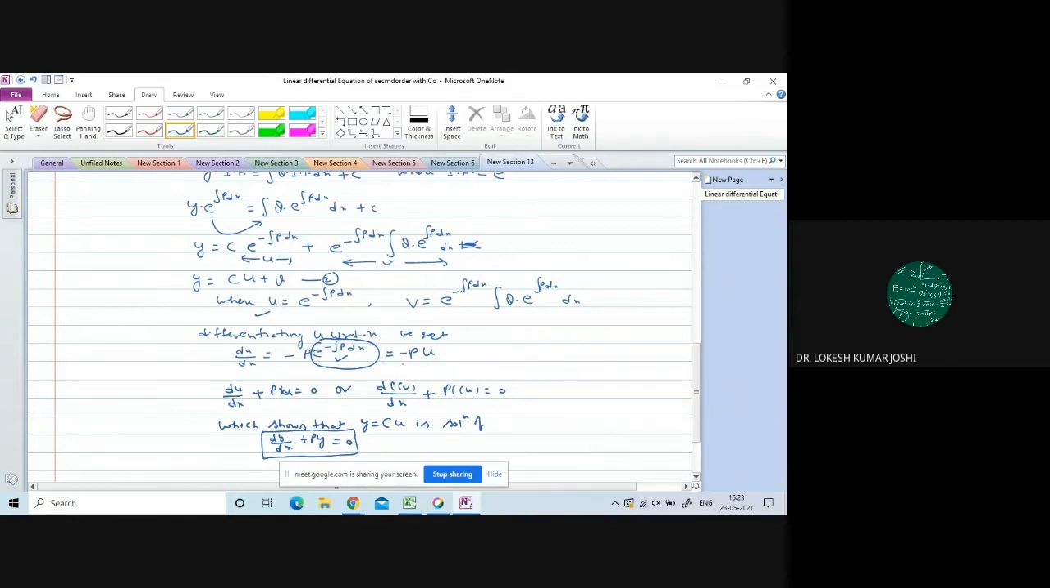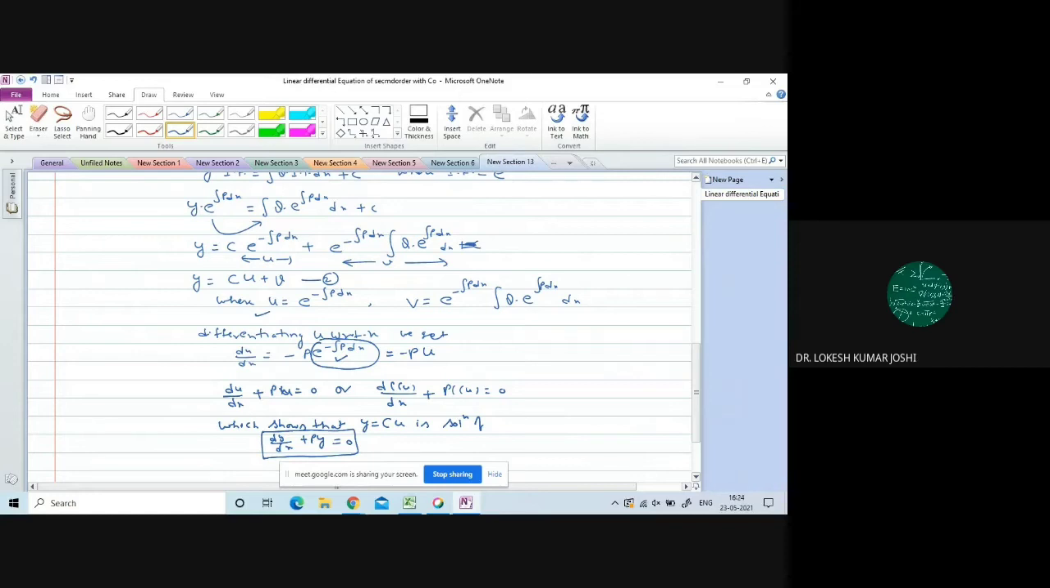If we substitute this right hand side in the left hand side, we get du/dx plus pu equals 0, and we can write it as d(cu)/dx plus p(cu) equals 0, which shows that y equals cu is a solution of dy/dx plus py equals 0. It means a linear differential equation whose right hand side is equal to 0.